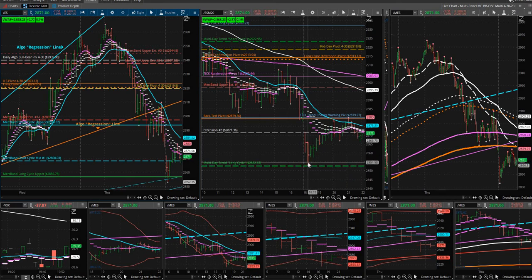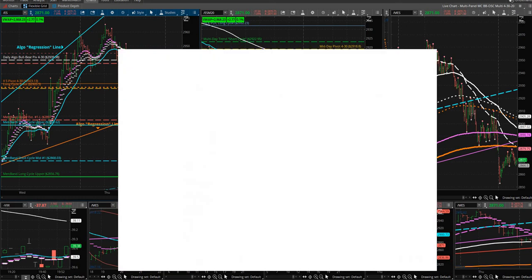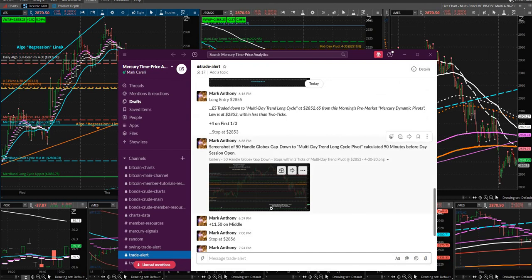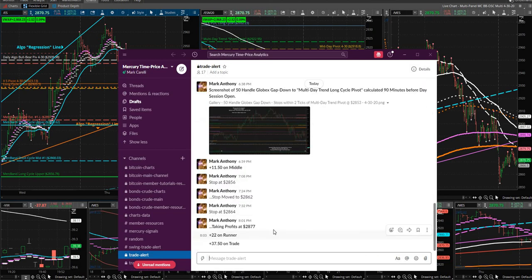So we went long at 28.55. And here on our trade alerts, you can see in real time, 6:16 p.m., long entry 28.55. ES traded down through to the multi-day trend cycle within 2 ticks. Here's the chart, and here's how we managed it.